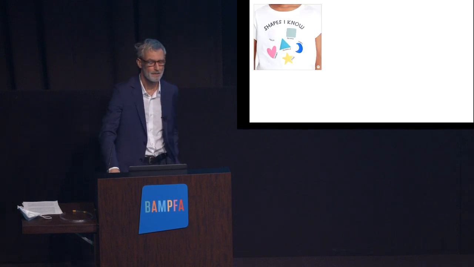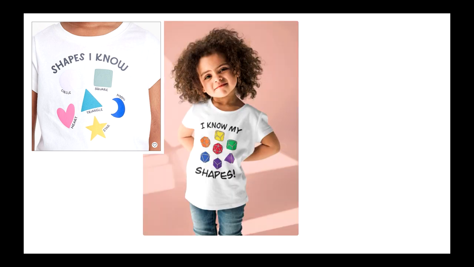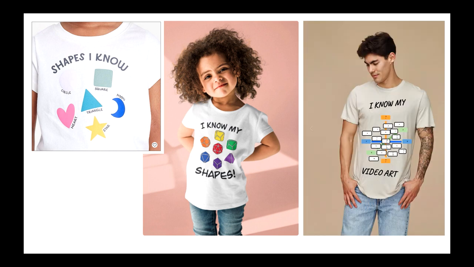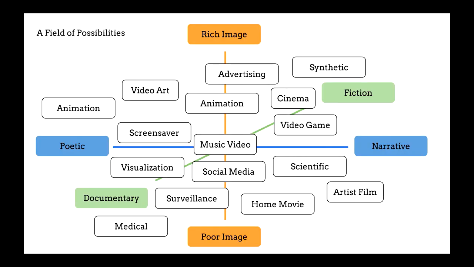My kids, when they were young, they were very proud of learning the shapes they know. They had a t-shirt saying, "The shapes I know: circle, square, triangle." And as they grew older, they went to the next level of t-shirts. And of course, these were the Dungeons and Dragons dice here, "I know my shapes." But today, we're here to talk about "I know my video art," which turns out to be a little more complex. Maybe it doesn't fit quite onto a t-shirt, but you'll be able to navigate that just like you know the shapes and the Dungeons and Dragons dice. So here's that image on that t-shirt, a little bigger.